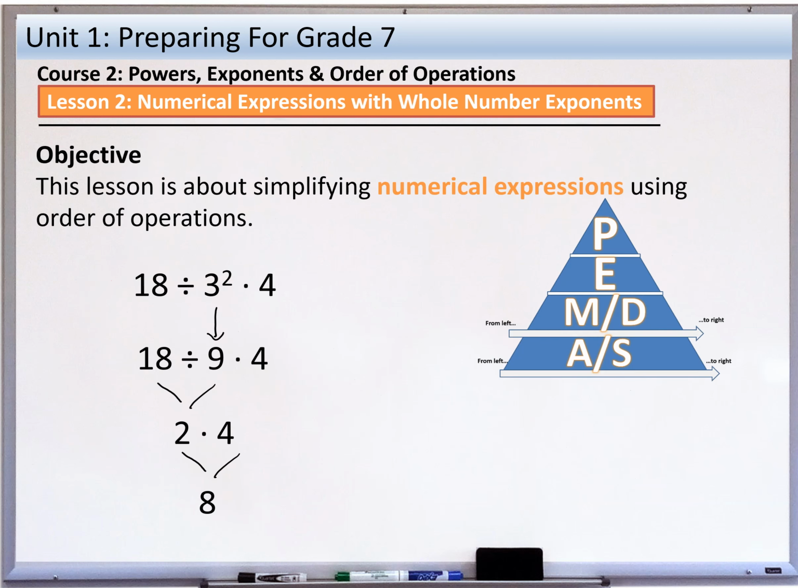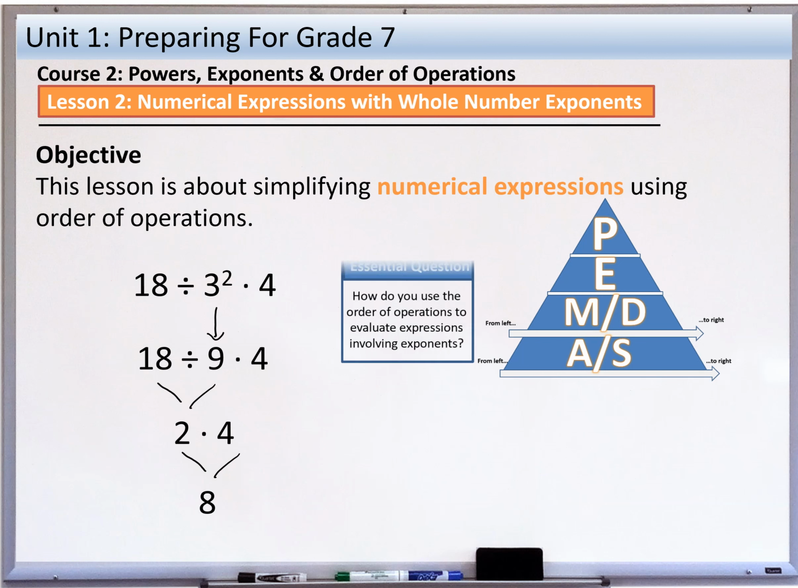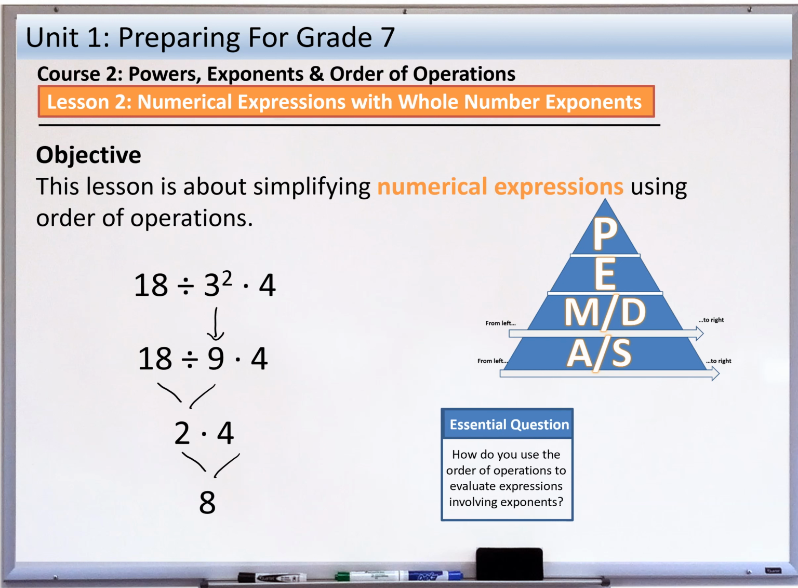All right, guys, sorry about going over, but just want to wrap that up. So we're simplifying numerical expressions just like in the 6th grade, except now we can do it with exponents.